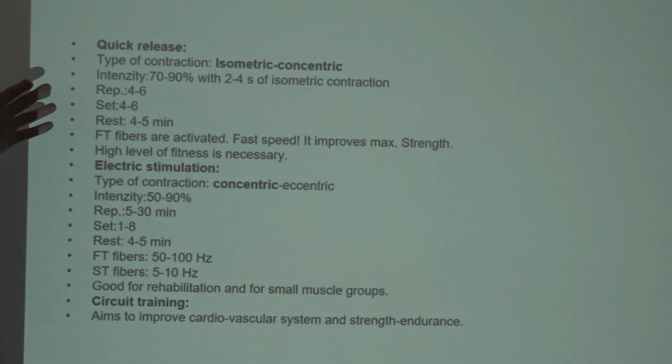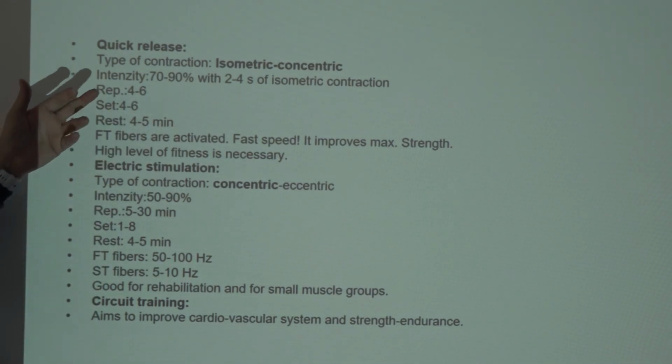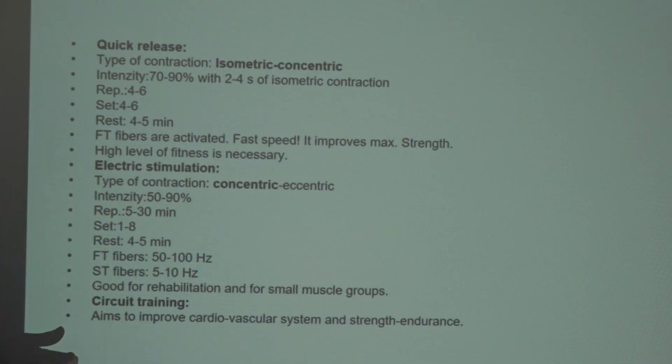We have a quick release method, very nice method, like this. We have an isometric contraction, and then we have a concentric activation movement. Very nice. You can use electric stimulation, or you can use circuit training. So there are many methods to improve the strength of the muscle. Depending on the aim, what you select, you have to choose the intensity, and then you have to use the type of exercise which satisfies probably your aims.